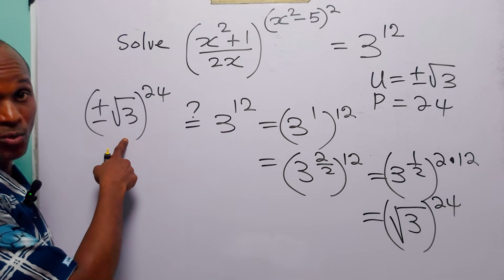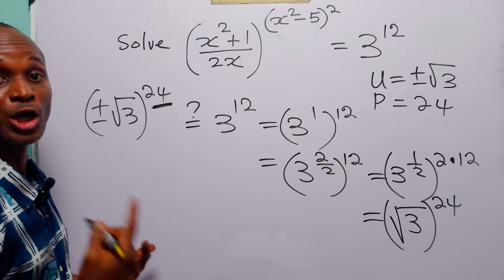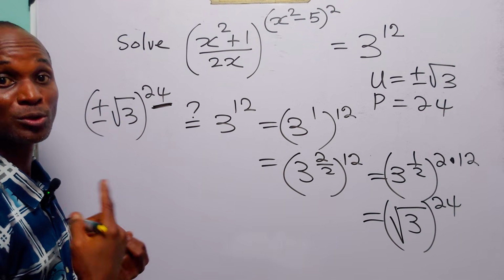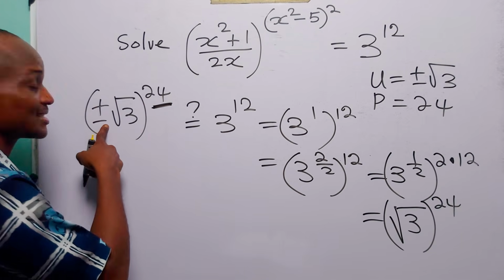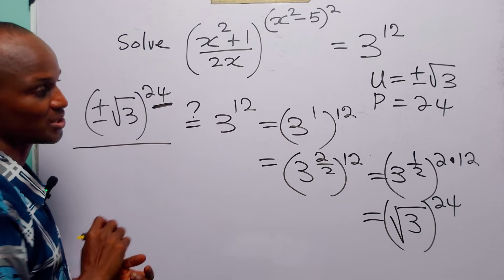Now, let us look at this once more. You know that once this number is an even number, that is a number divisible by 2, whether this is plus or minus, this product must be positive.